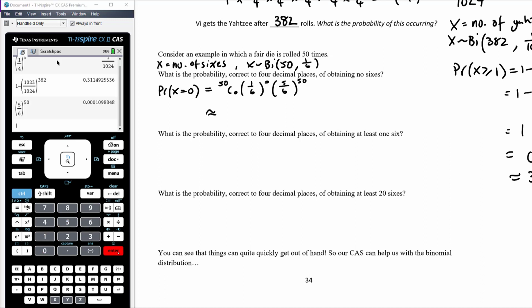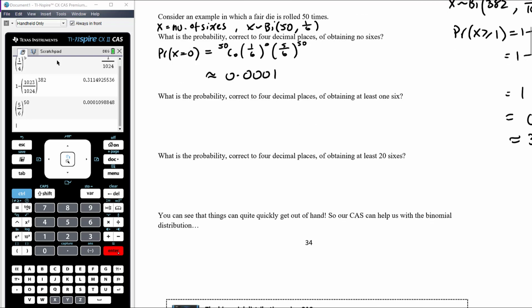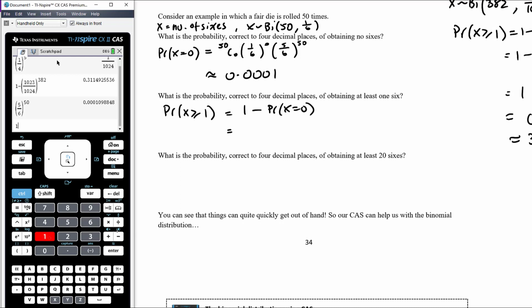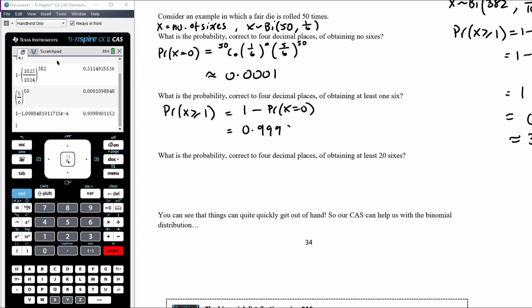Correct to 4 decimal places is 0.0001. So very low chance of getting no 6s when you roll the die 50 times. What is the probability, correct to 4 decimal places, of obtaining at least 1 6? Probability that x is bigger than or equal to 1 is the same as 1 minus the probability that x is 0. And so it is 1 minus my previously calculated answer, which is 0.9999 to 4 decimal places.